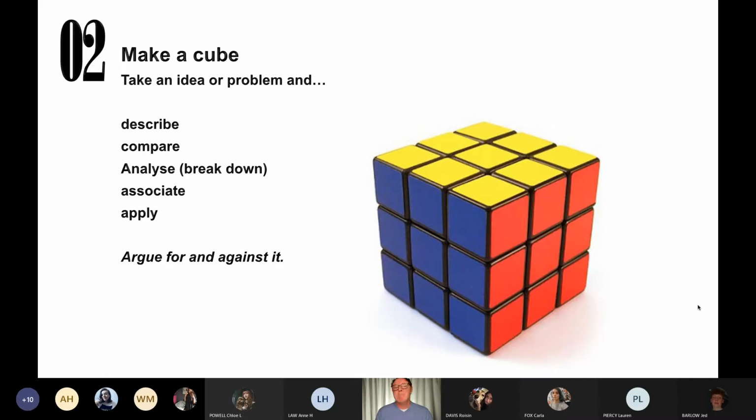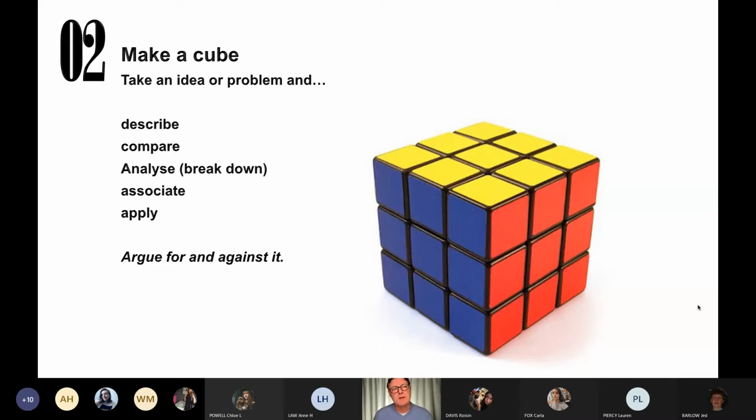Number 2, make a cube. Well, what that means is you take an idea or problem and you approach it from various perspectives. You describe it, you identify the problem, you compare the problem with similar problems, you analyze and break down, you associate elements or issues with that problem, and then you apply. So what you're doing, you're arguing effectively for and against all these issues. It's a bit like opposite sides of the cube.